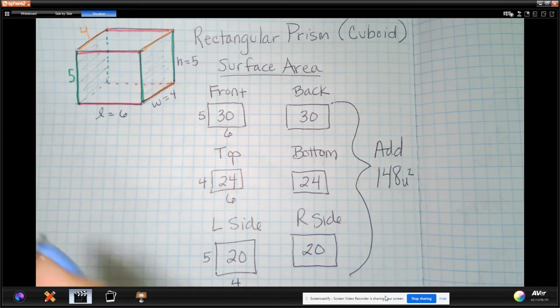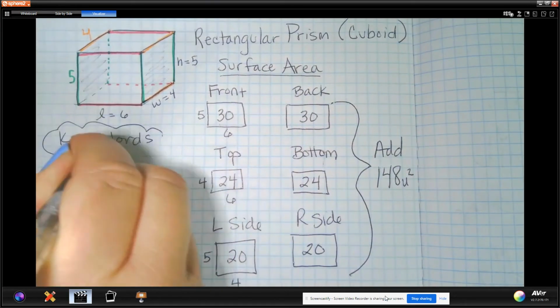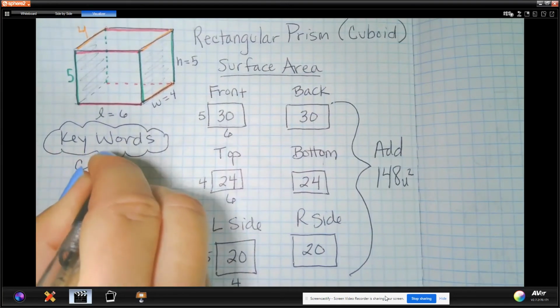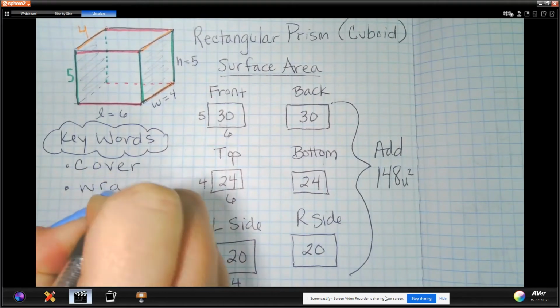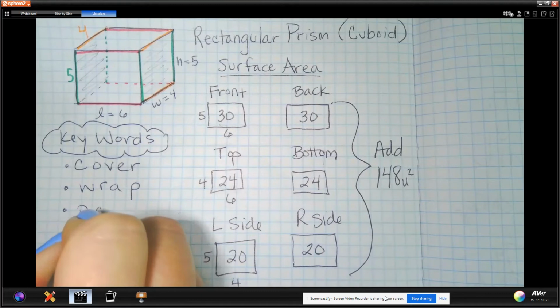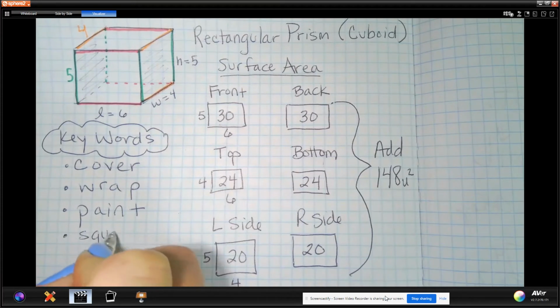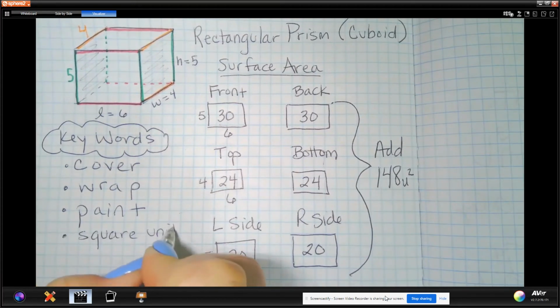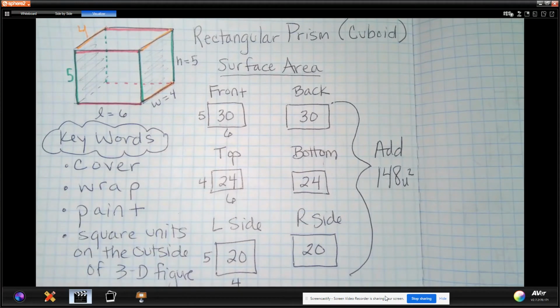So let's think about those key words. All right, we said that we are going to cover the surface. Sometimes we wrap something, we paint something. And we're doing all of those square units on the outside of a 3D figure. So those are the kinds of things when we're doing surface area that we want to consider.